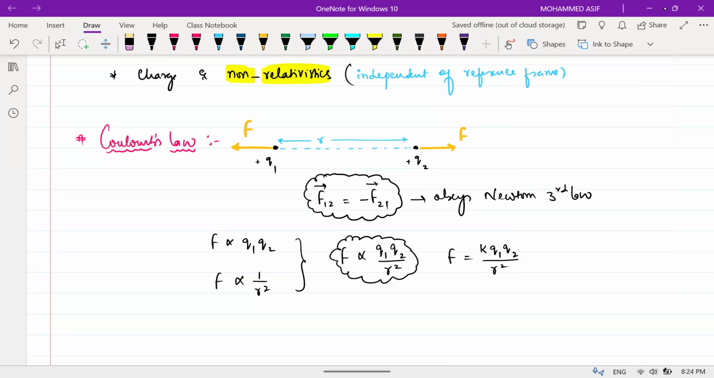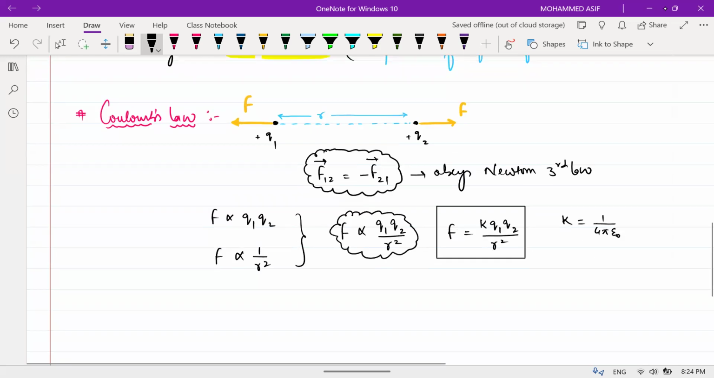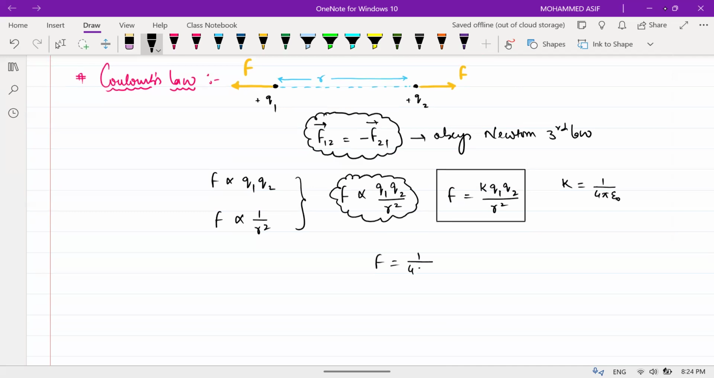So, F is equal to K into Q1 Q2 divided by R square. K is a constant, and the value of K is 1 by 4 pi epsilon naught. So I can write here force F is equal to 1 by 4 pi epsilon naught into Q1 Q2 divided by R square. Clear? The value of 1 by 4 pi epsilon naught is 9 into 10 to the power of 9, and the unit is Newton meter square per coulomb square.